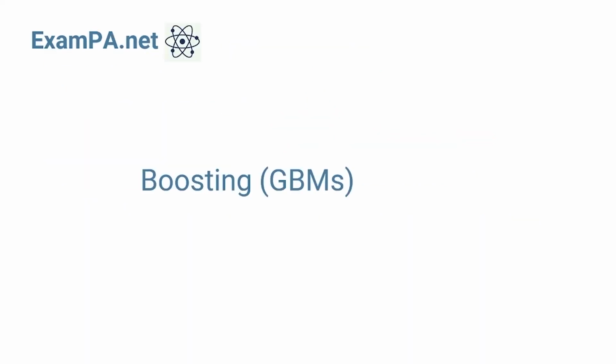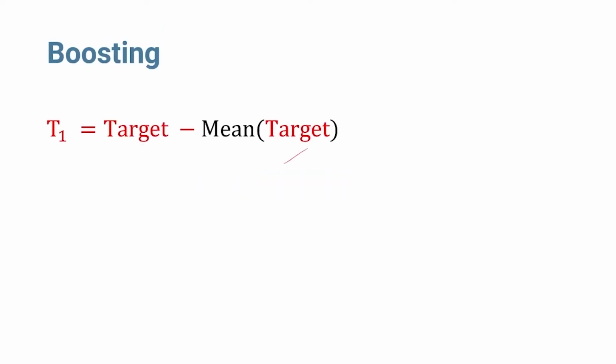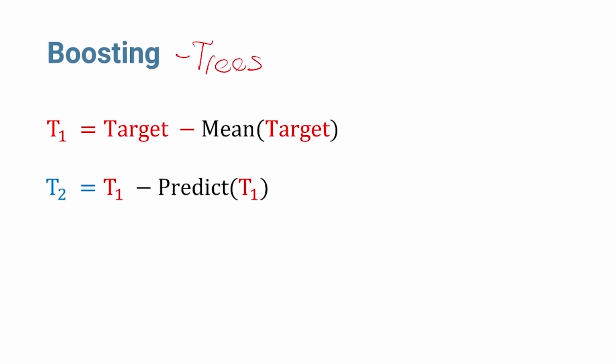The final model that we'll talk about is the boosted tree. This takes the target and then subtracts the mean of the target. It calls this T1 and then says T2 is equal to T1 minus the predicted value of T1. How does it make this prediction? Well, it's called a boosted tree, and so naturally it uses a tree.